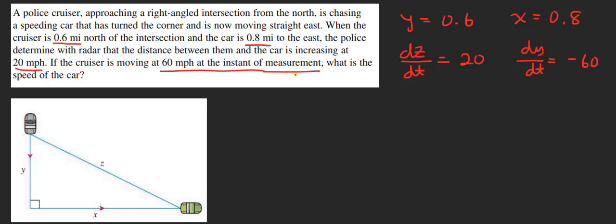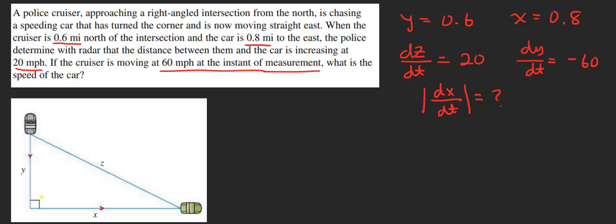And they want you to find the speed of the car. So we have to find the absolute value of dx/dt, which represents the speed of the car. So here is the given information, and we have to find the absolute value of dx/dt. What is the equation that we need to take the derivative of so that we could use all this information and find dx/dt?